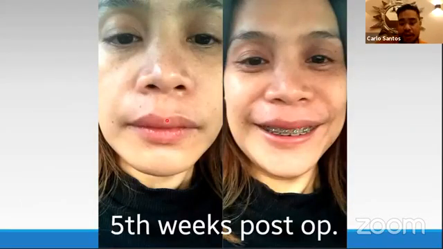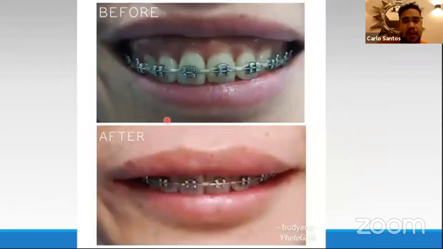Also here, the pre-op picture is here. This was her picture before. Kudos to Dr. Judith for doing a good job. You see the lips are thinner before than after. The smile that she's doing is the same, so no more gingival display. So the patient's happy.